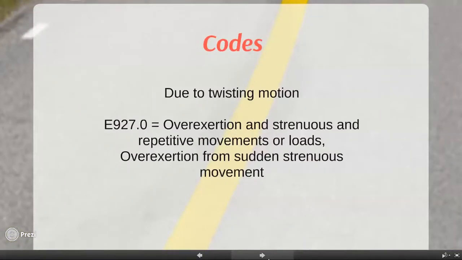The next thing we need to do is we've got to code that twisting motion, right? So that's going to code to E927.0, which is overexertion and strenuous and repetitive movements or loads, overexertion from sudden strenuous movement. Is a twisting motion not a sudden strenuous movement on your knee? It absolutely is. So you're looking for that overexertion code.